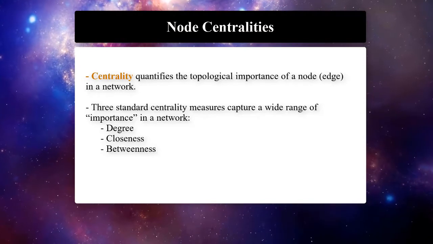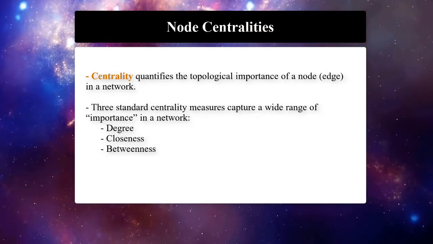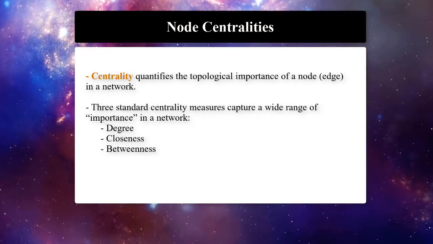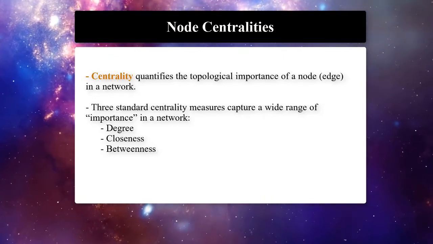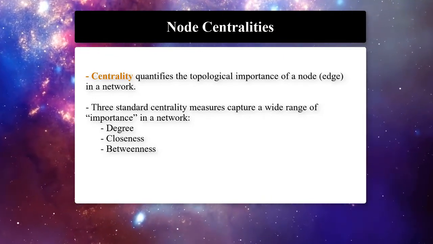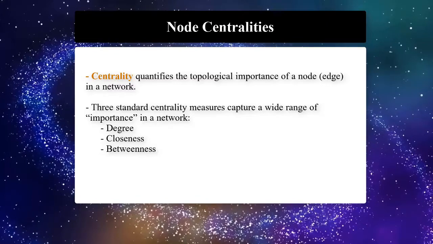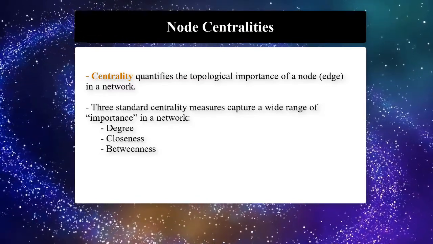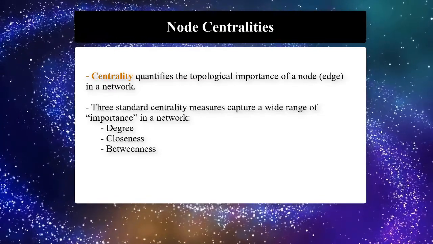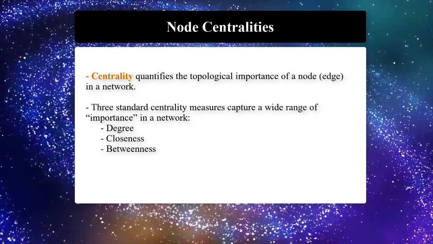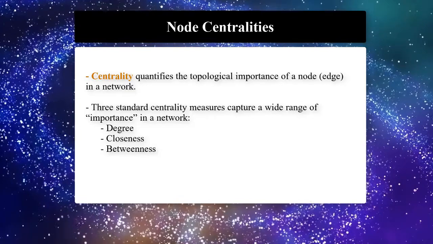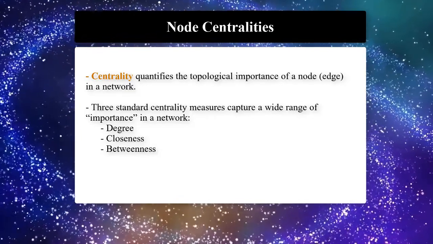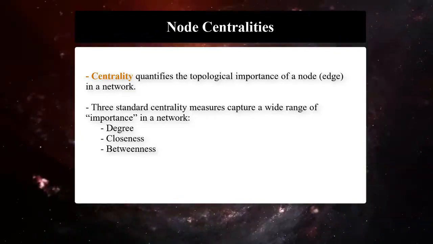For instance, centrality measure has been used to predict essentiality of a gene or protein based on network topology. A gene or protein is said to be essential for an organism if an organism cannot survive without it. In this section, we describe three standard centrality measures that capture a wide range of importance in a network: degree, closeness, and betweenness.